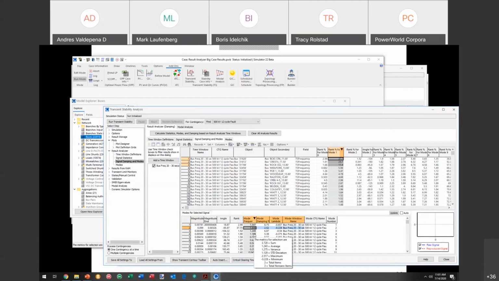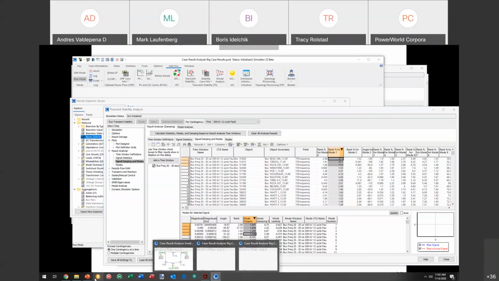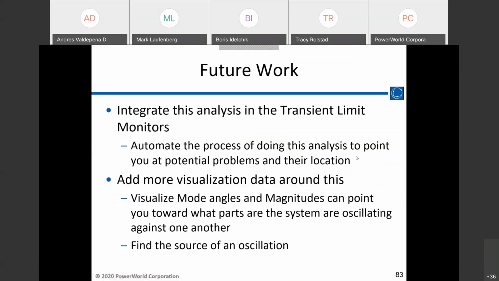And all of these modes in here, when I looked through them this morning, are like that. They're little local modes. They didn't show up when I tripped 2 big generators because it wasn't a big enough kick to the system. But a 12 cycle 500 kV fault was enough to excite those local modes. So I thought that was interesting.